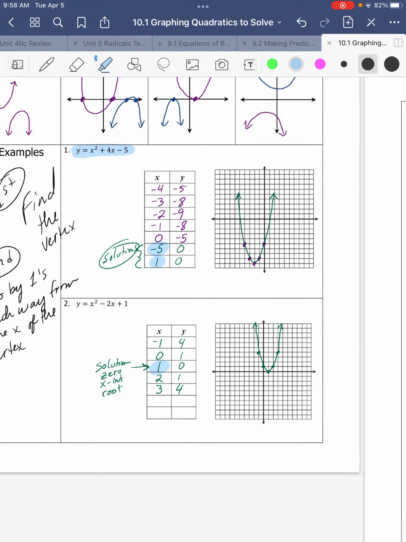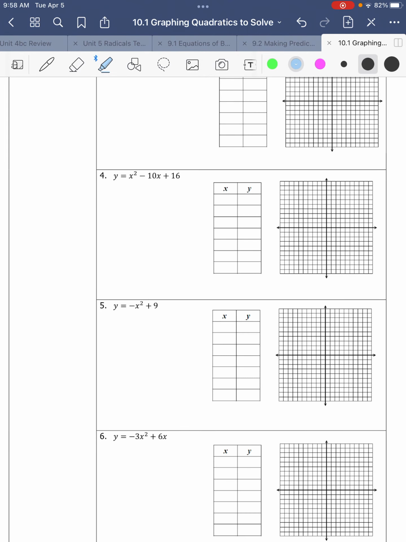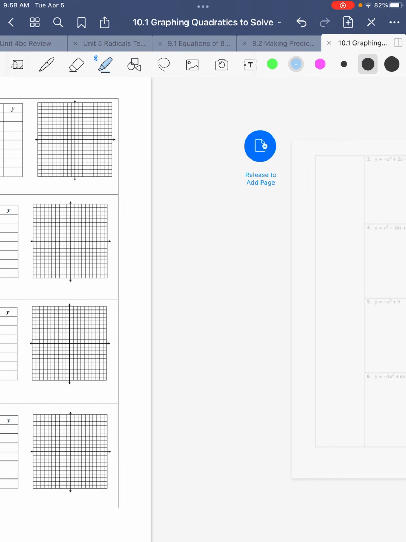Negative 5 and 1 was also a solution there. All right, continue with this. Try to always get 2 points on the left, 2 points on the right, and then I would like you to also state your solutions.